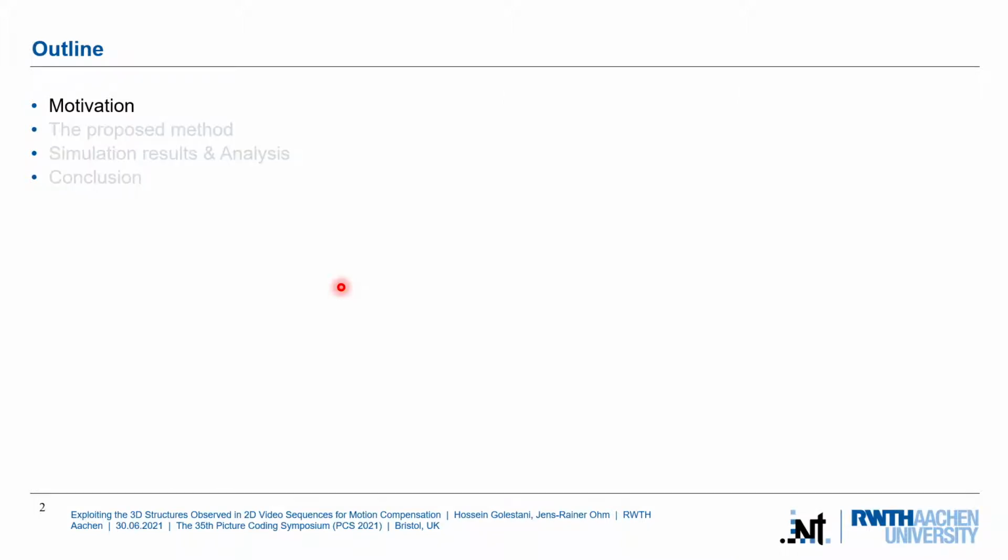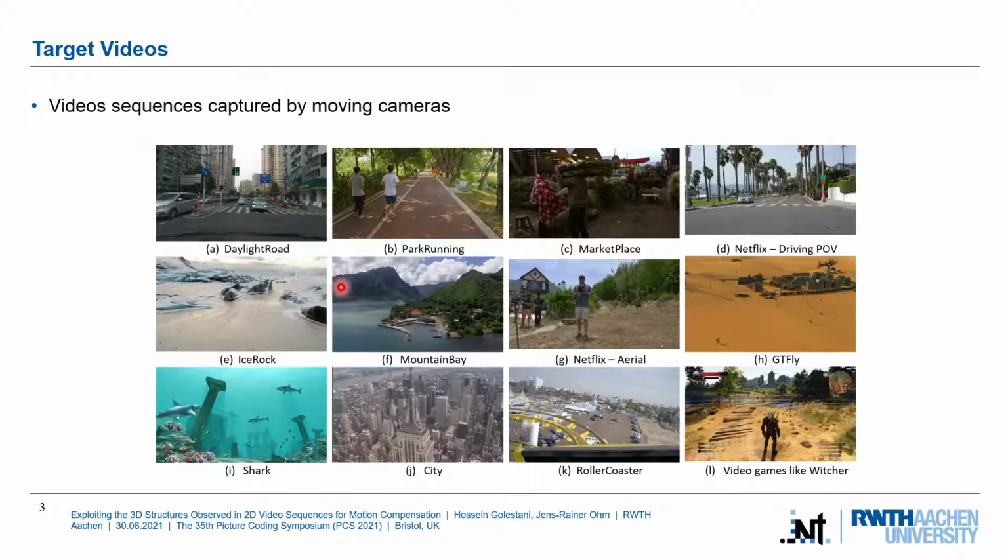Okay, first, motivation. There are lots of videos around us captured by moving cameras. Daylight road, park running, and marketplace are some examples of such videos in JVET common test condition. There are much more videos used for verification purposes, some MPEG test sequences, and even videos captured from video games. The common feature of all these sequences is that they are all captured by moving cameras.